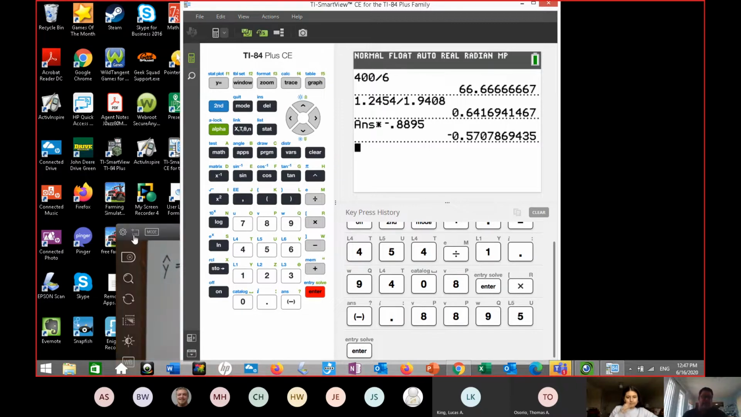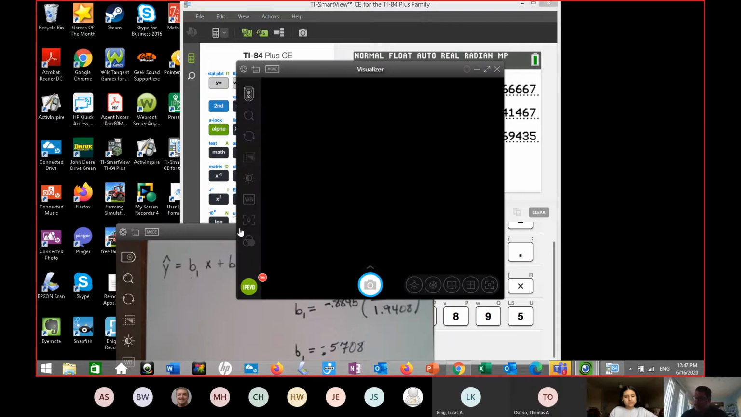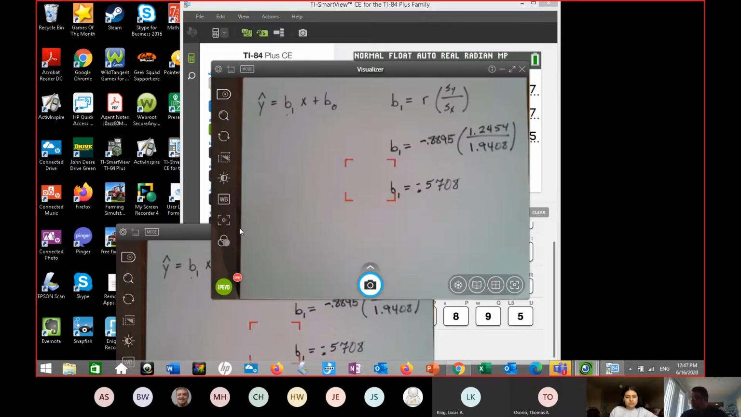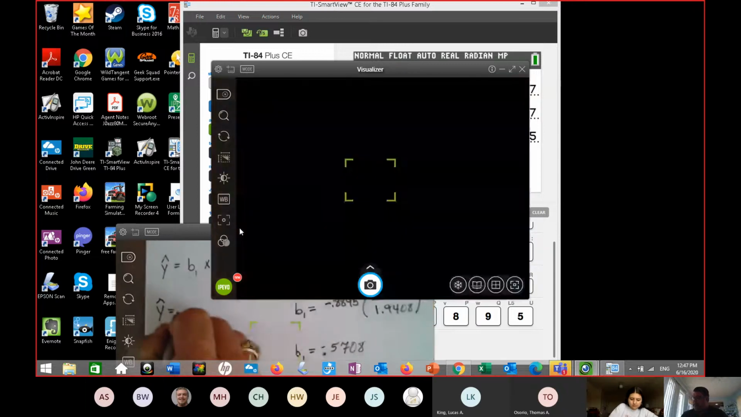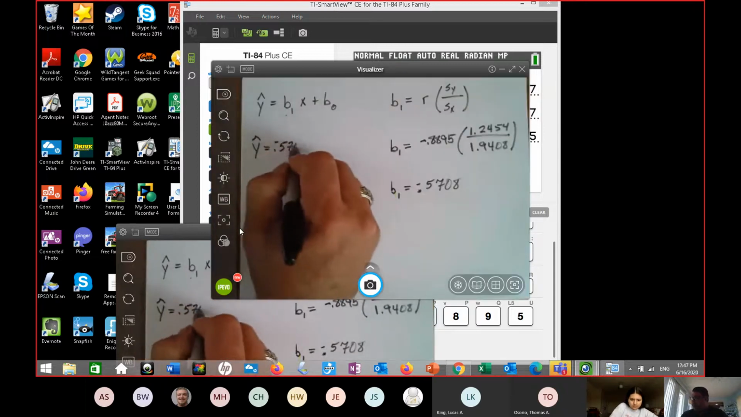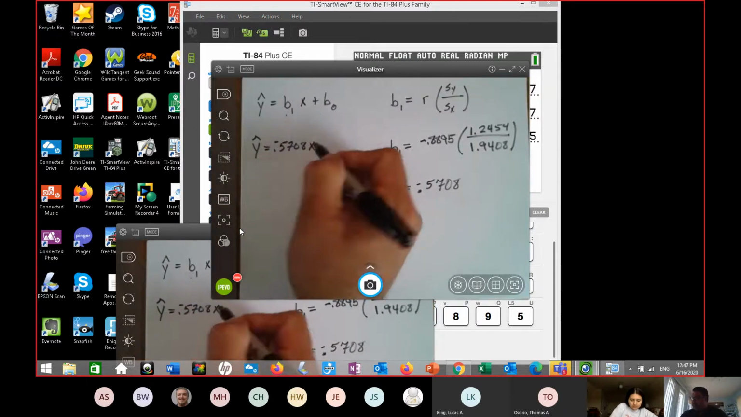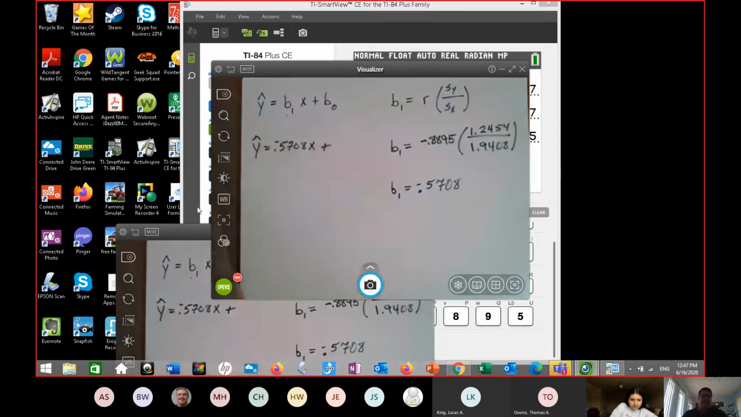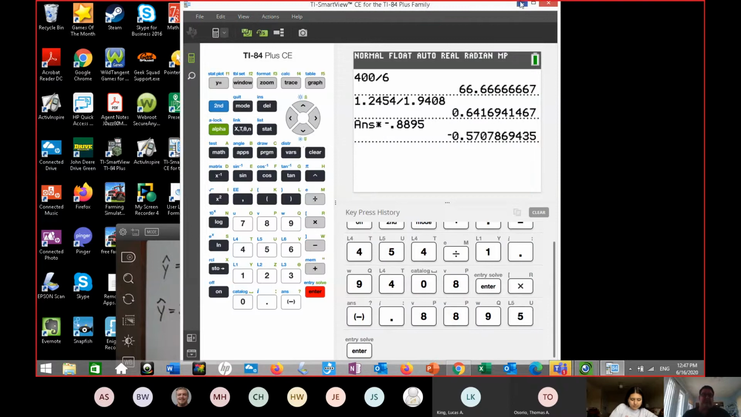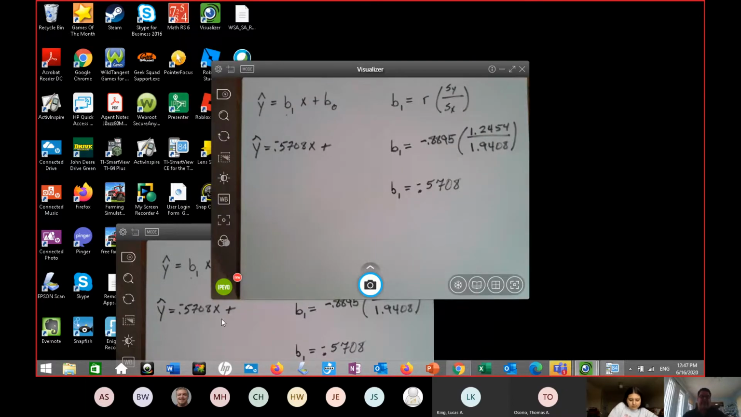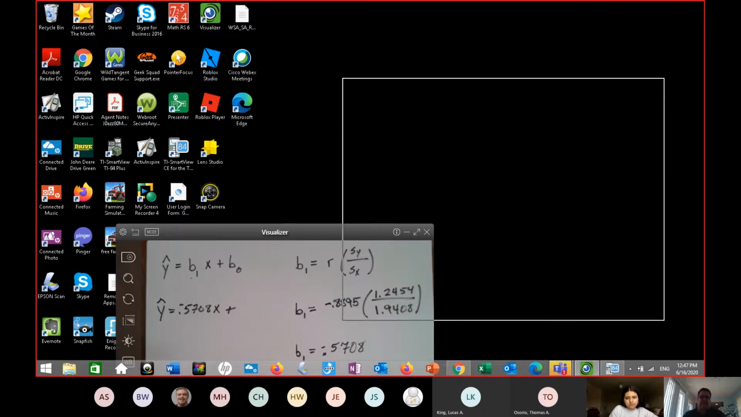Sorry. So y hat is equal to negative 0.5708x plus b sub 0. Why have I got two of those things floating around? Whatever. I've got two of them. Huh. I don't know why that happened.